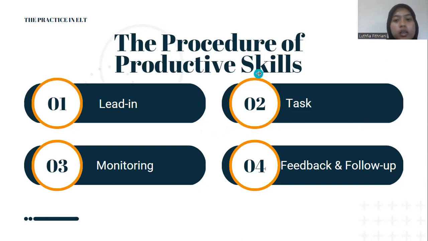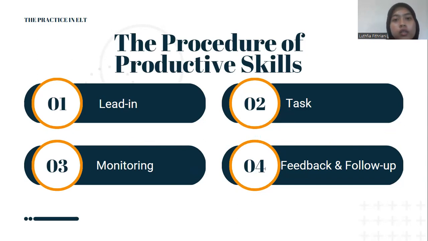The second is task. So in task, the teacher has to tell the students what they are going to do. So in this procedure, the teacher should give the students a clear explanation or instruction. The third procedure is monitoring. When the students are doing the tasks, we as teachers should monitor them and facilitate them if the students have any difficulties. The last procedure or the fourth procedure is feedback and follow-up.